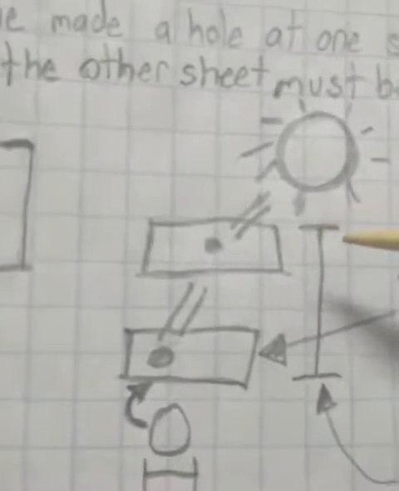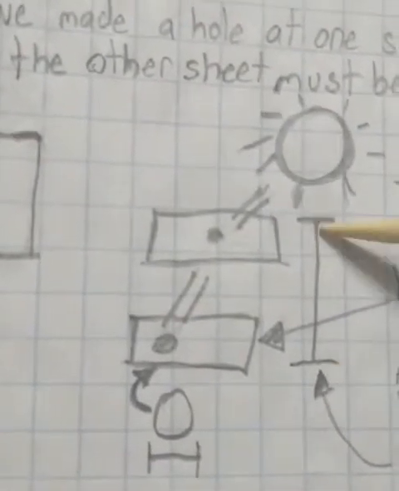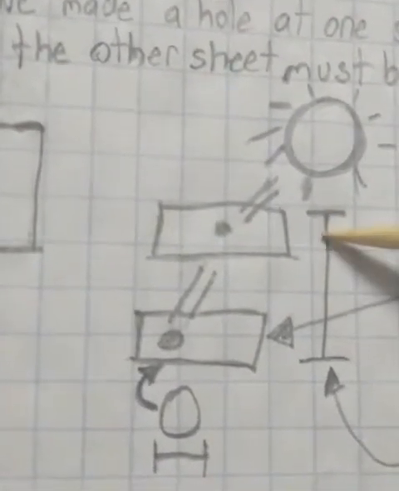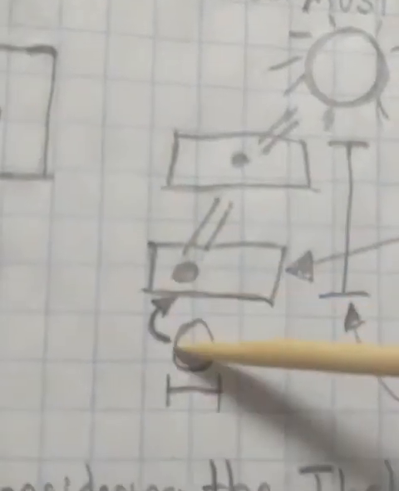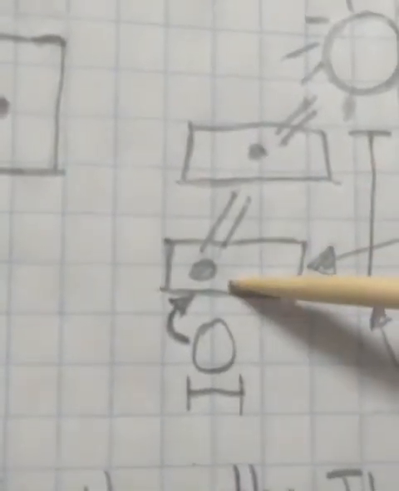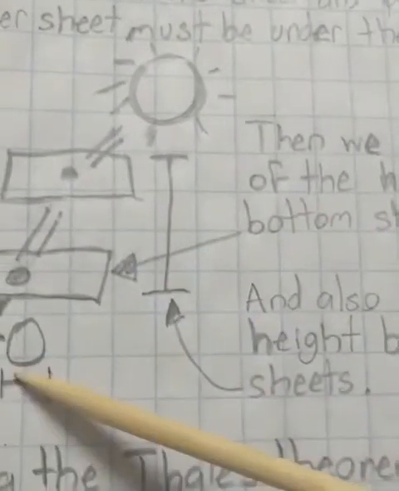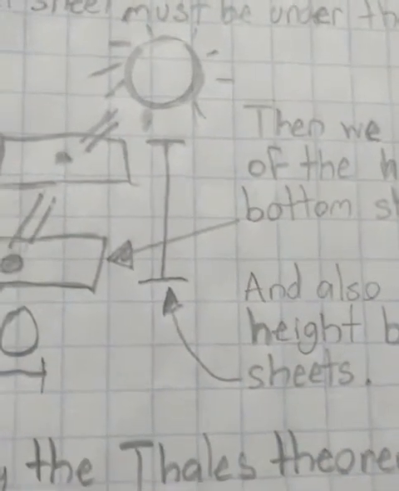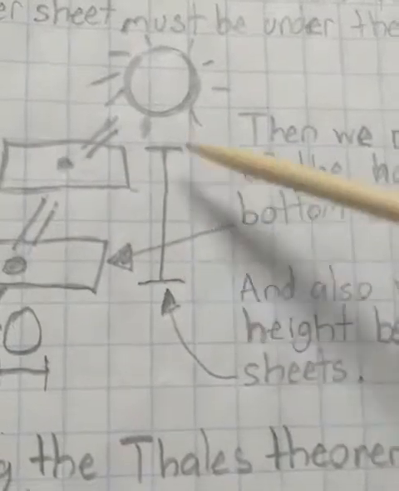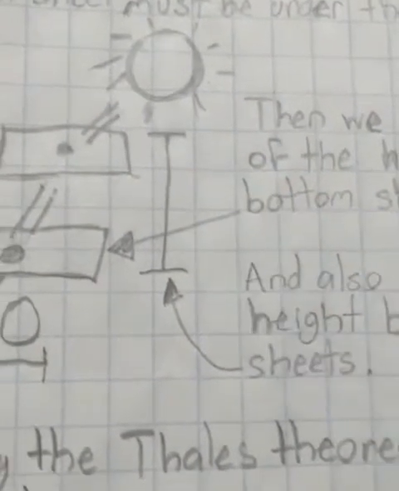And so we can measure the distance between the 2 sheets of paper as the height. And then we measure the diameter of the little hole reflection. We will name the diameter of the little hole as D and the distance between the 2 sheets of paper as H.